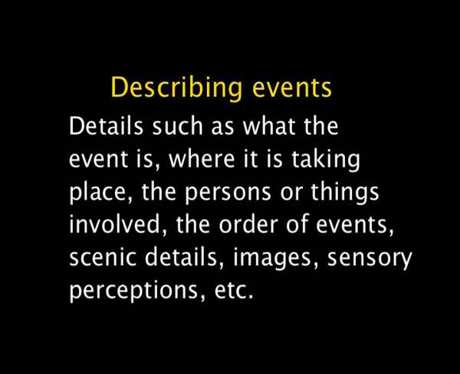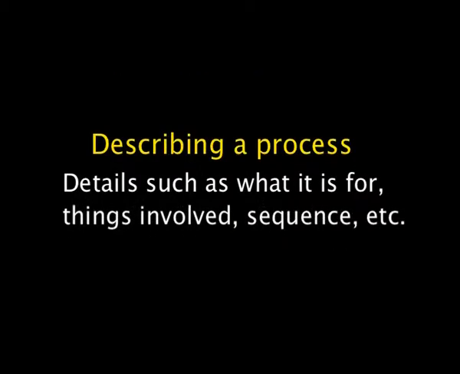Describing events: details such as what the event is, where it is taking place, the persons or things involved, the order of events, scenic details, images, sensory perceptions, etc. The last one, describing a process: details such as what it is for, things involved, sequence, etc. Yeah, that's good now. So you have an excerpt from Henry James' The Lightman story. Who would like to read this aloud?